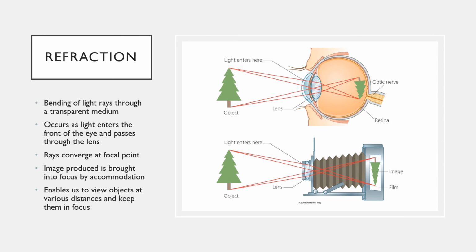All right, and last but not least, when we're talking about structure and function of our eye, is refraction. This is the bending of light rays through a transparent medium. It occurs as light enters the front of the eye and passes through the lens. The rays then converge at a focal point. The image produced is brought into focus by accommodation, and this is what enables us to view objects at various distances and keep them in focus.